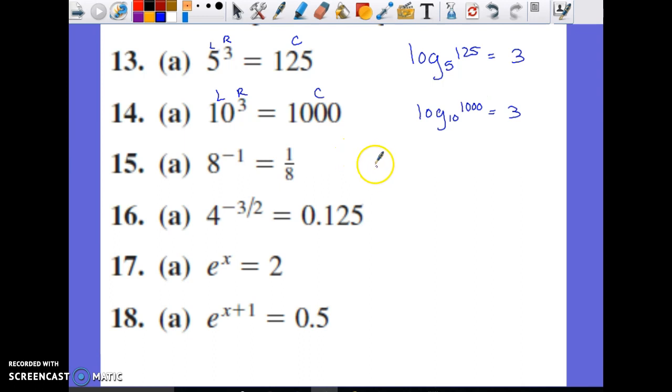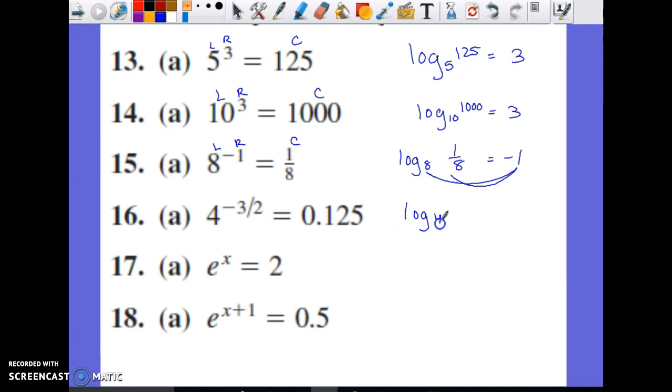And here we go. Left to the right equals center. Doesn't make a whole lot of sense when you write it like that because that's not really left, right, center. But we learn this form first. So we've got log base e to the -1 equals 1/8. Okay, it should make sense when you go left to the right equals center.